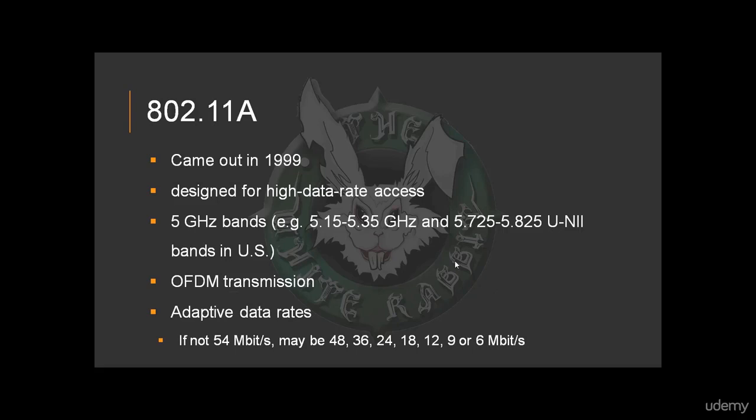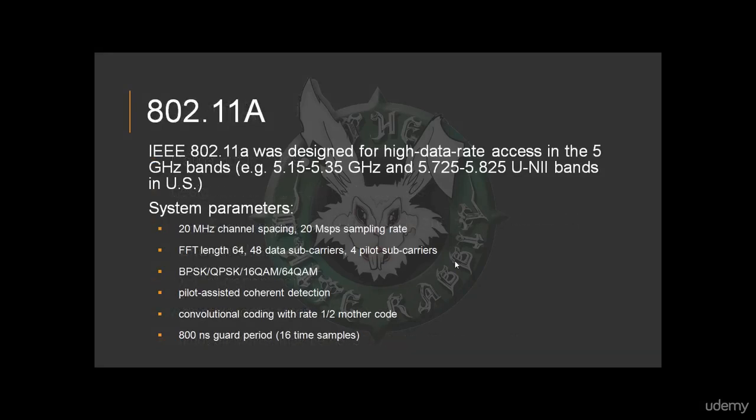And another point about 802.11a is that it offers adaptive data rates. So if you're not able to actually get the 54 megabits per second maximum data rate, you can still communicate, but the data rates might be scaled back to 48, 36, 24, and so on megabits per second. This depends on the channel conditions. It will try to give you higher data rates if possible.